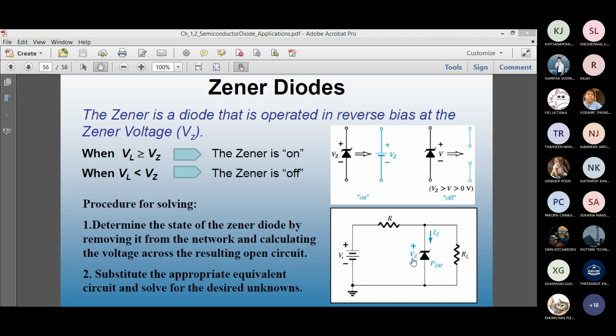Using what formula? I forgot the name of the formula, but can you tell the formula? Who can tell the formula? What is VL equal to? If the Zener is not in the circuit, what is the equation for VL in this circuit?